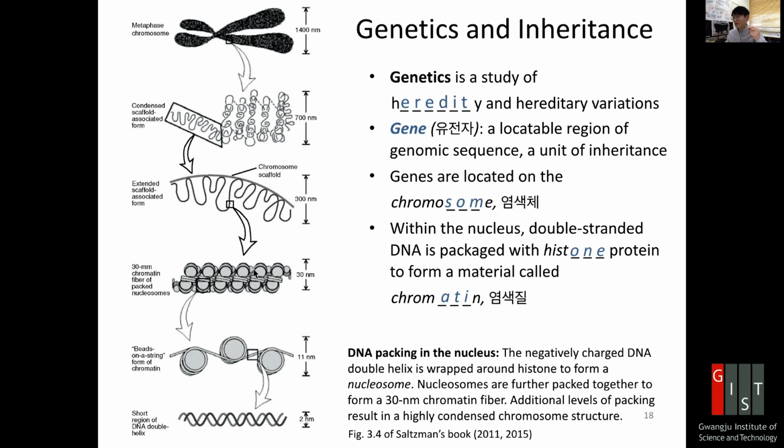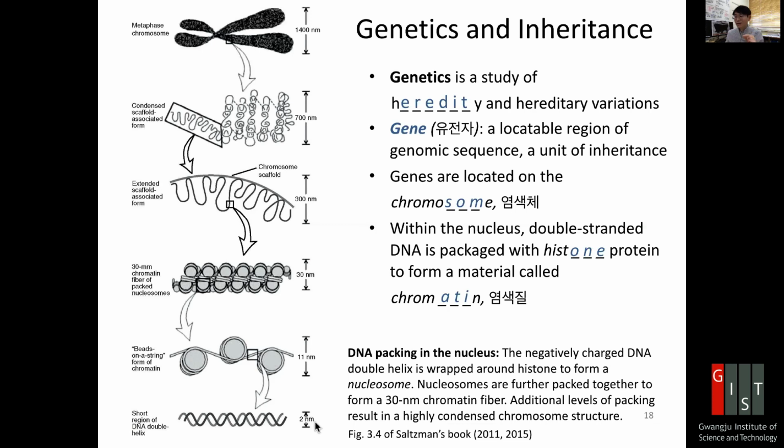And you can see here, nucleosome. And nucleosomes are further packed together to form a 30 nanometer chromatin fiber, and additional levels of packaging result in a highly condensed chromosome structure. So think about the real dimension of this whole process. In the past, we only used an optical microscope to see the micron level, which is this chromosome. When it's metaphase, it looks like this. It's 1.4 micron, so humans can see the shape. But DNA is so tiny.